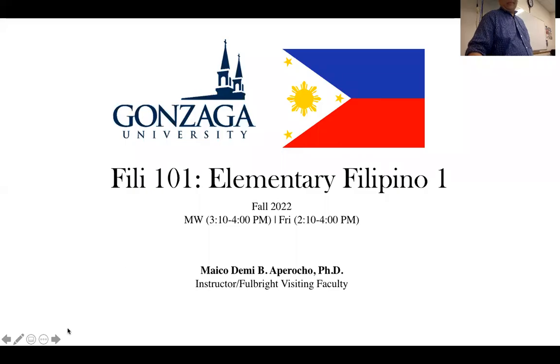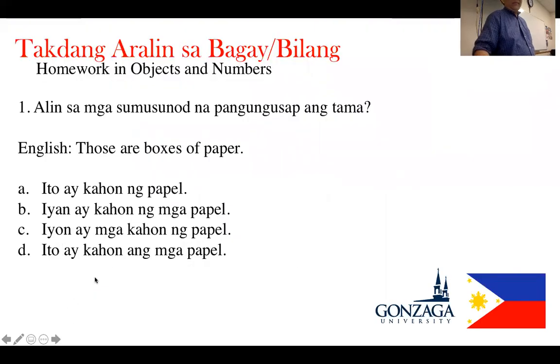Okay, so your answer is letter C. Iyon ay mga kahon na papel. So the English translation is, those are boxes of paper. So those means for and then plural, right? So iyon is the correct word to use here.